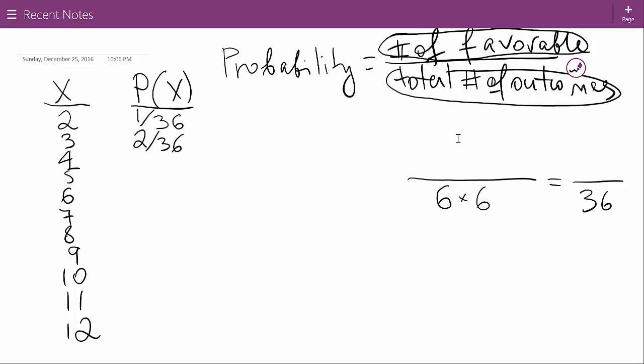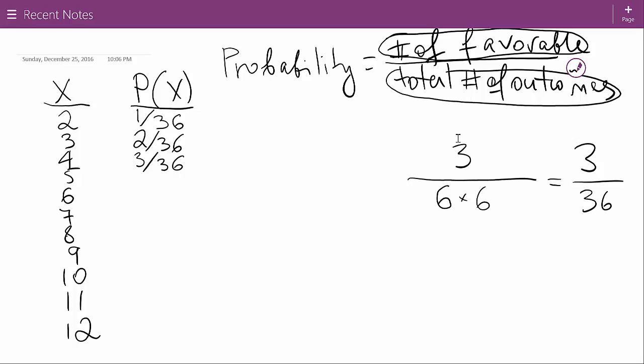How can I get a 4 on 2 dice? It's 1 and 3, it's 2 and 2, and it's 3 and 1, right? So 3 ways out of 36. Do you see a pattern going on? 1 out of 36, 2 out of 36, and 3 out of 36. So it's increasing, right?